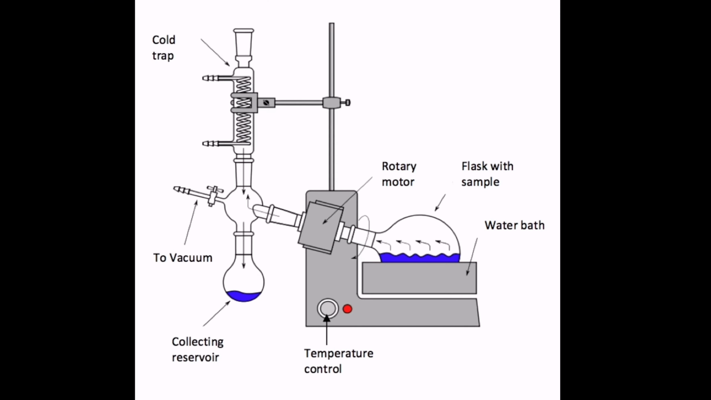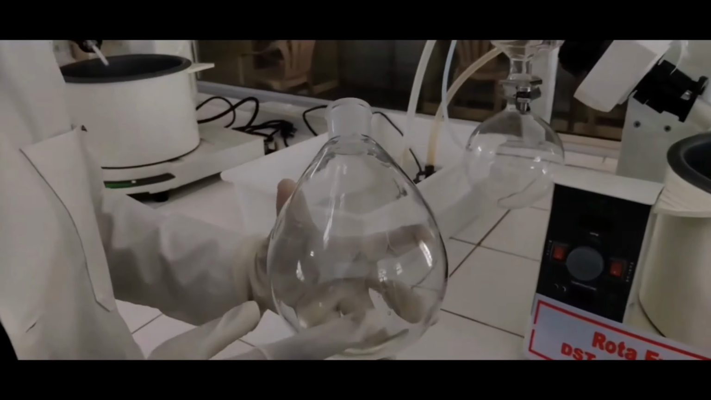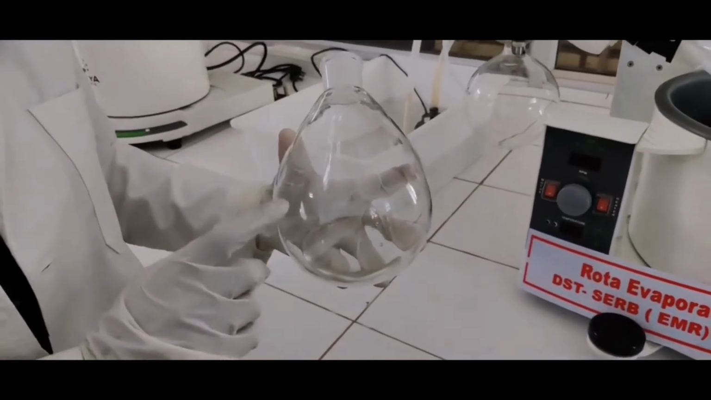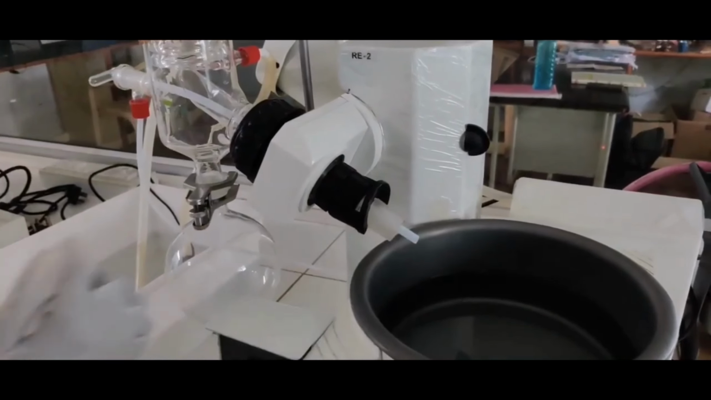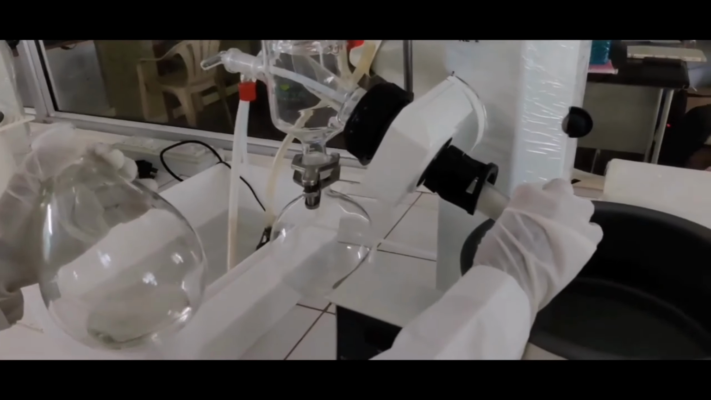Now let's see the components of the instrument. First one is the boiling flask or the evaporating flask. This is to which we transfer the solution from which we need to remove the solvent. Next is the rotating rod. This fixes the boiling flask. It contains a small tube through which vapors pass.